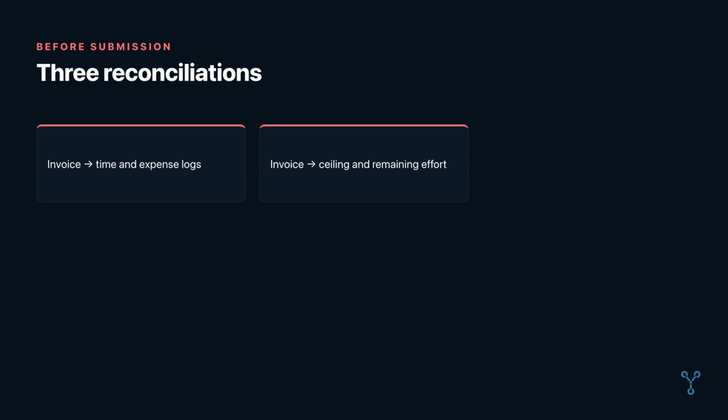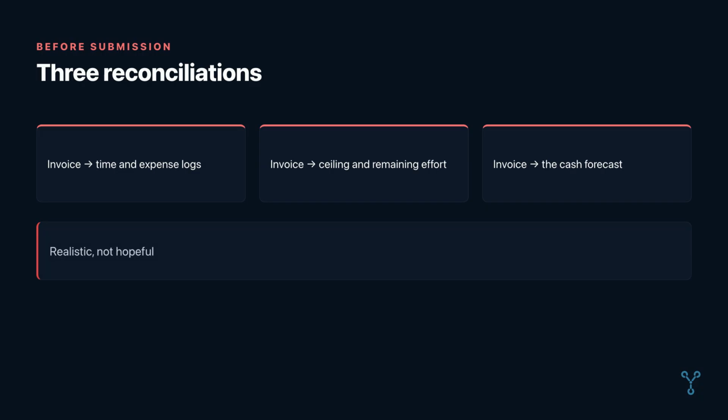Before submission, run 3 reconciliations. First, invoice to time and expense logs. Second, invoice to contract ceiling and remaining level of effort. Third, invoice to the cash forecast. Use a realistic expected payment date, not the date you hope payment will arrive.